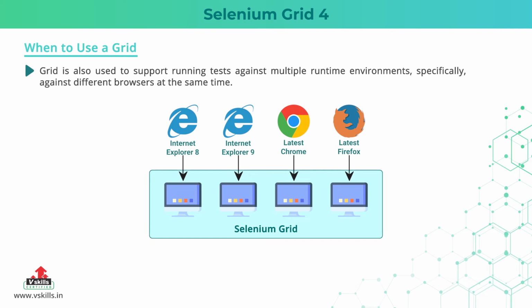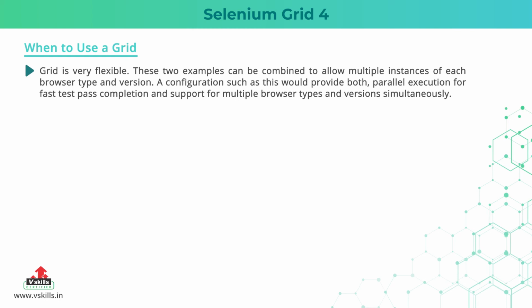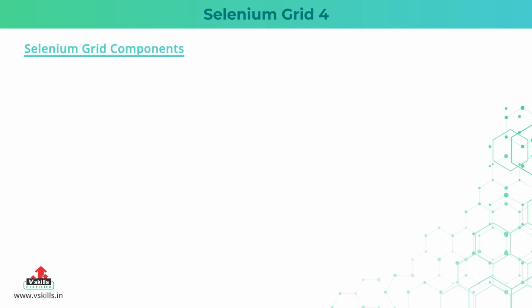In this manner one gets a test pass where conceivably 12 tests are all running at the same time in parallel, significantly reducing the time required to complete a test pass. Grid is very flexible. These two examples can be combined to allow multiple instances of each browser type and version. A configuration such as this would provide both parallel execution for fast test pass completion and support for multiple browser types and versions simultaneously. Let us now look at different grid components and understand their uses.